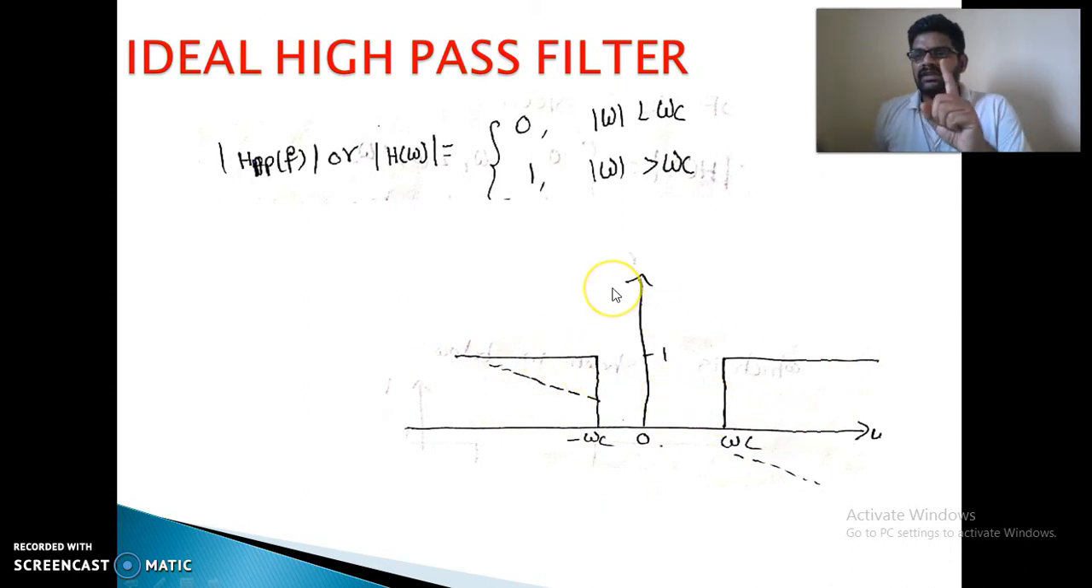Remember one thing: filters are made from RLC components, which are linear components. So the phase characteristics are always linear. You don't bother about the phase characteristics. Only concentrate on the magnitude spectrum, that is, for which frequencies it passes and for which frequencies they are stopped: stop band and pass band.